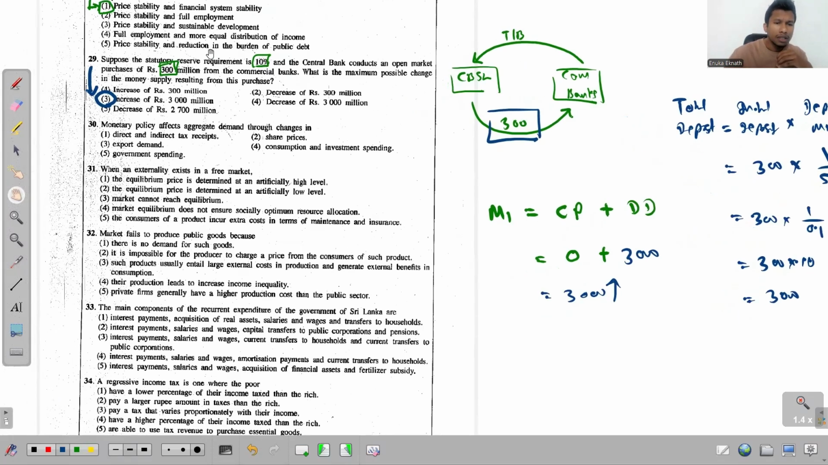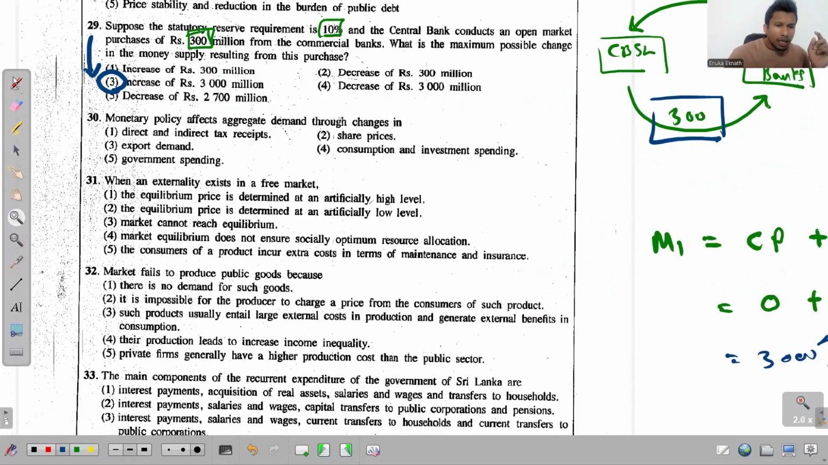Right. Now look at this question 30. In question 30 it says, monetary policy affects aggregate demand through changes in.